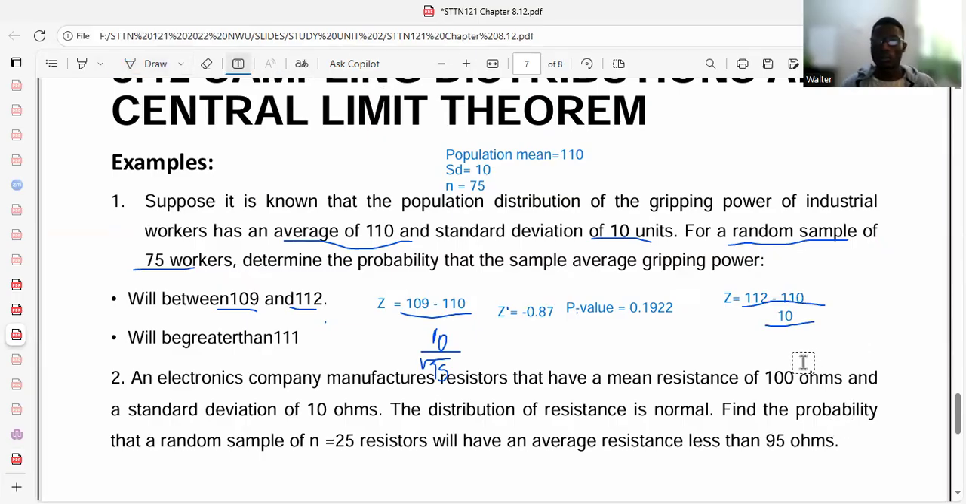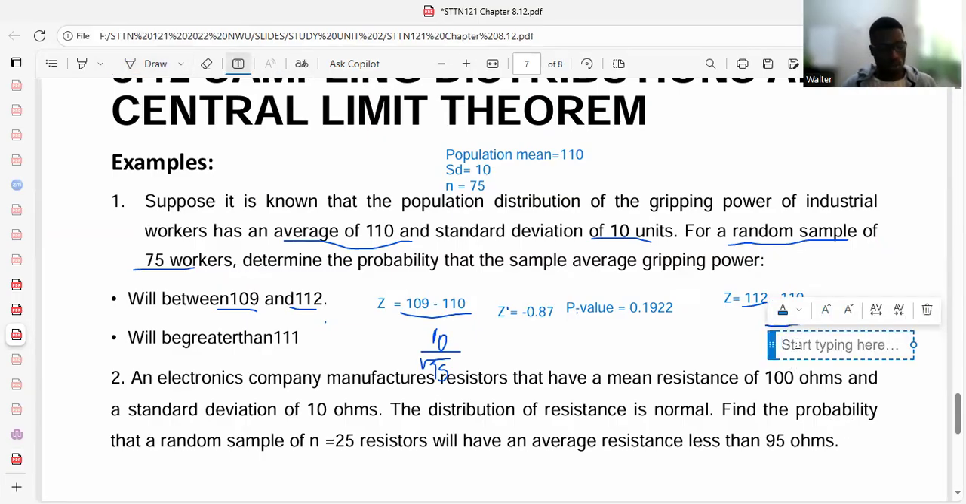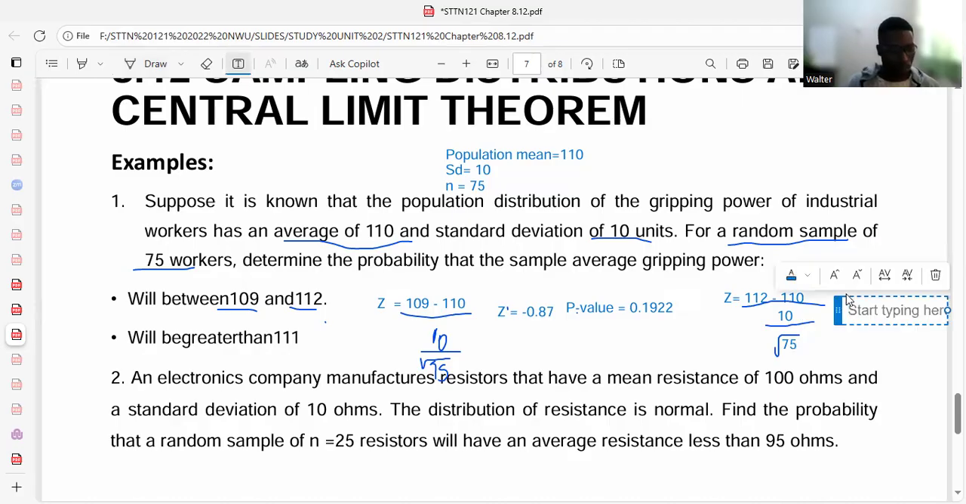I'm going to put the square root of 75 there. Now we punch that on the calculator. It's 112 minus 110, divided by 10 over the square root of 75, which is 1.73. When you round it off to two decimal places, you get z as 1.73.